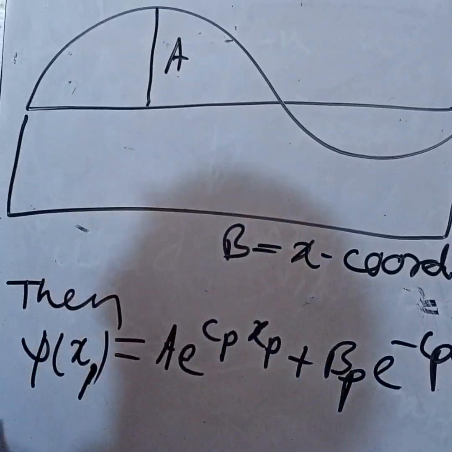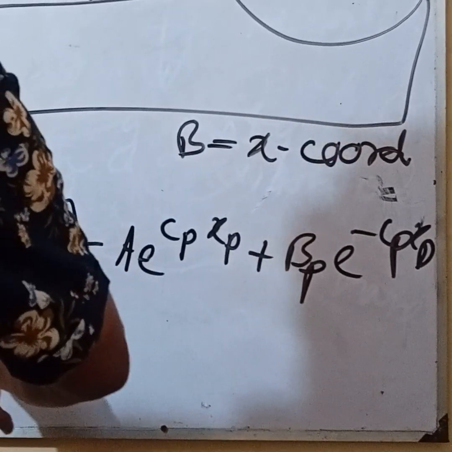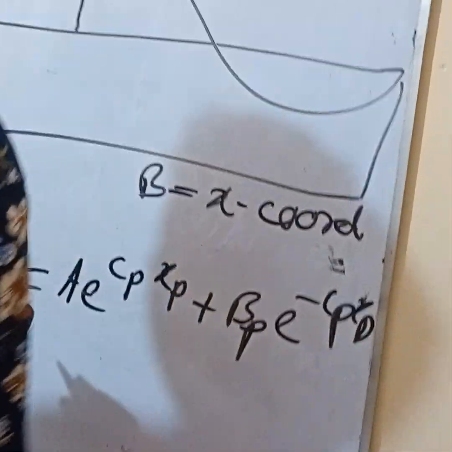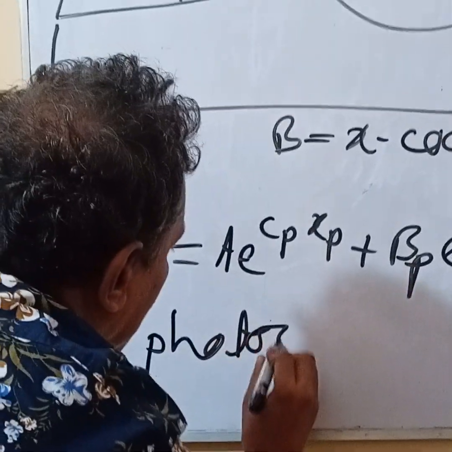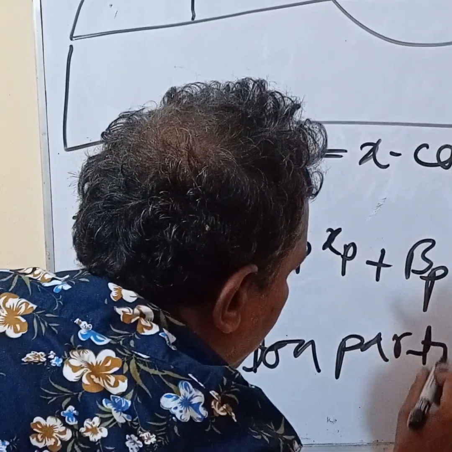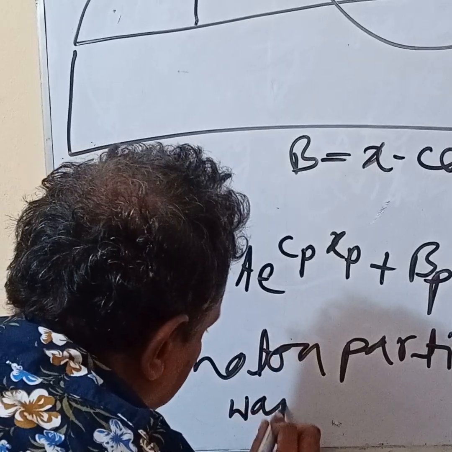For photon particles, the coefficient of Schrodinger equation is for photon particles. Coefficient.